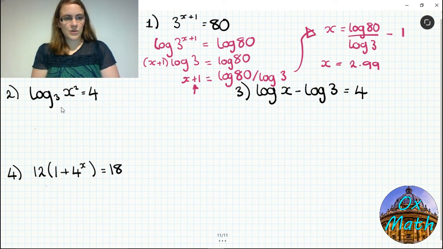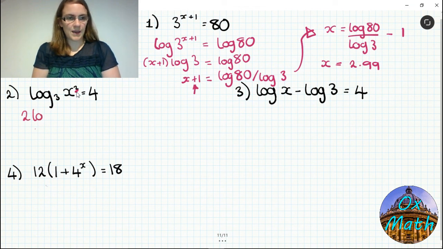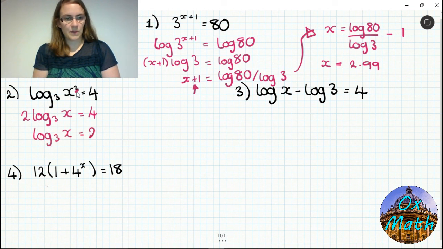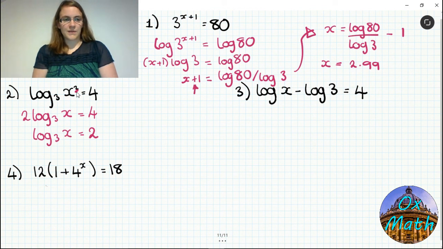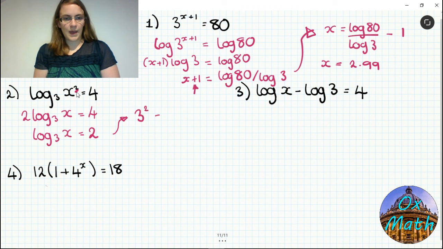So for question 2, I'm going to actually get rid of the squared first to simplify the equation. So log 3 of x squared, remember, is the same as 2 log 3 of x, and that equals 4. So I can then divide both sides by 2, and I get log 3 of x equals 4 divided by 2, which is 2. Now this just simplifies down my equation so I don't have a power, so that now when I rearrange it using my definition of logarithms, this means that the power that goes with 3 is 2, and that will give us x. So 3 squared is x, so x must be 9.